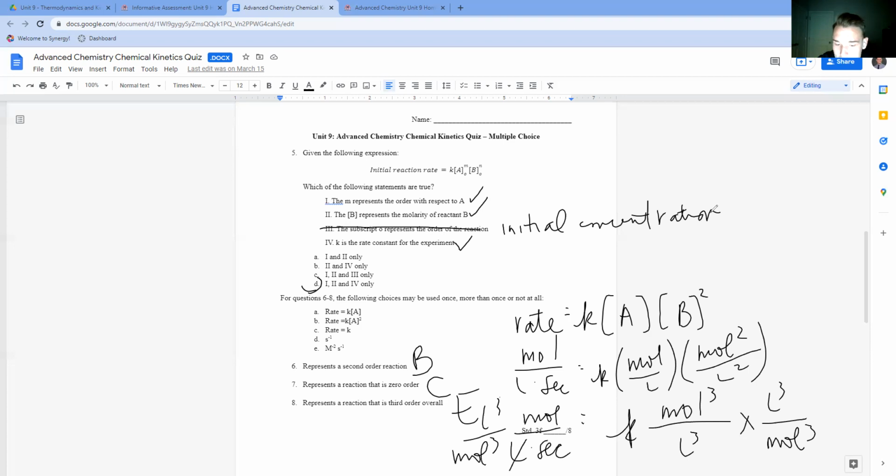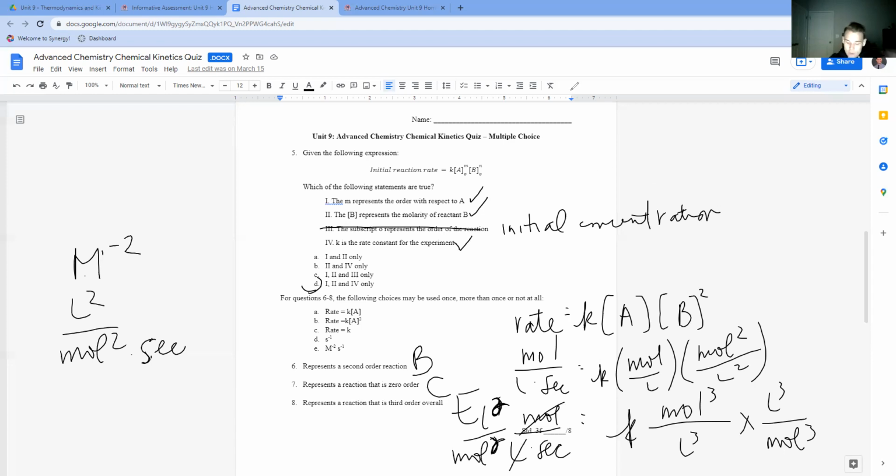The liter goes away on the bottom, this 3 becomes a 2. That mole goes away on the top, this 3 becomes a 2. And so if I have molarity to the -2, that is liters squared over moles squared, which is what I have. And then of course, times seconds. So that's inverse molar squared, inverse seconds. Remember, when you raise it to a negative exponent, you just flip it. What's on the top is on the bottom.